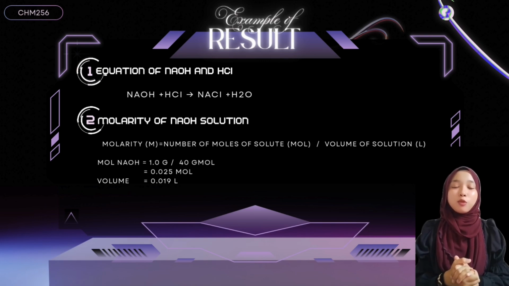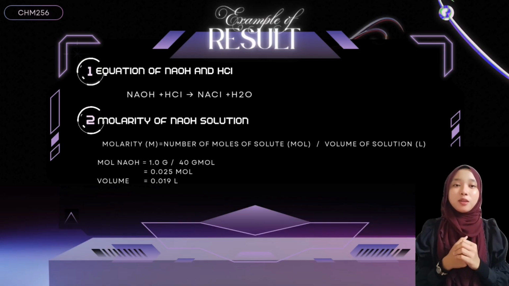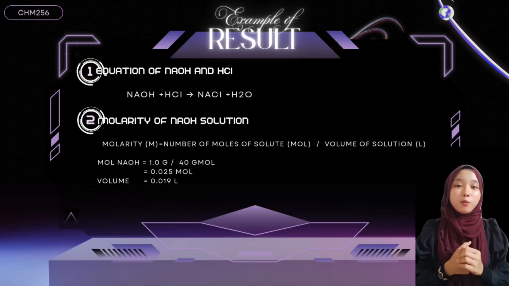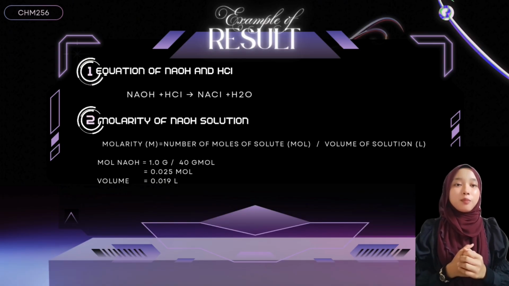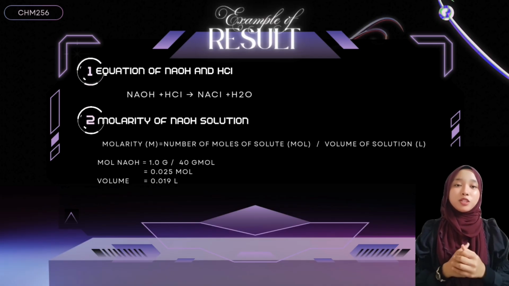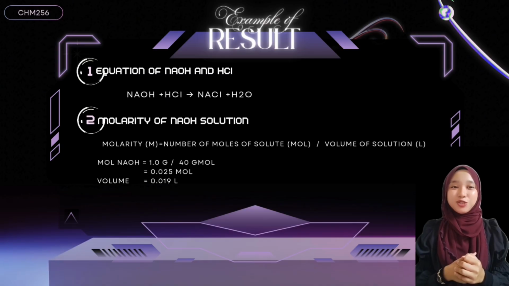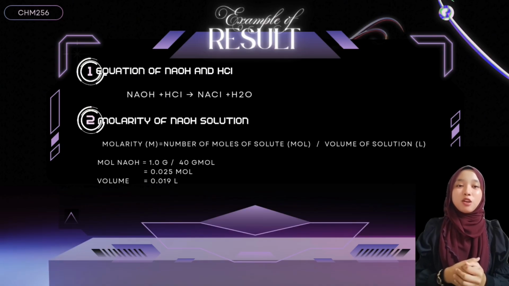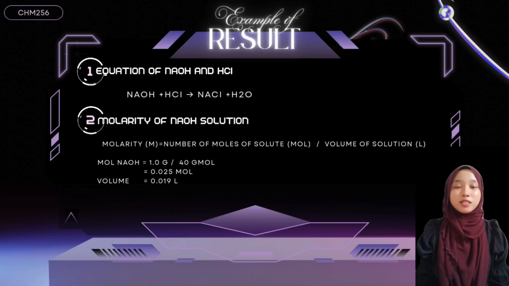Next, we move to the molarity calculation of the NaOH solution. As you can see, we're given that the mass of NaOH is 1.0 gram. The molar mass of NaOH is 40 grams per mole. So, to find the number of moles, we divide 1.0 gram by 40 grams per mole, we get 0.025 mole. Then, we're also given the volume of NaOH solution, which is 0.019 liters.